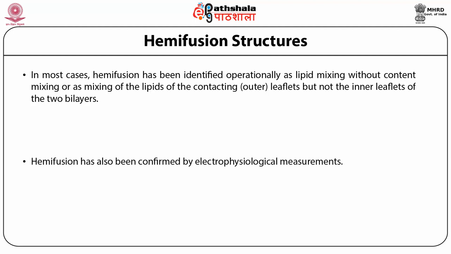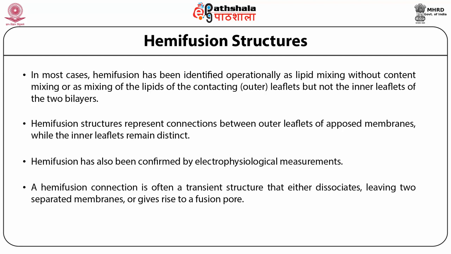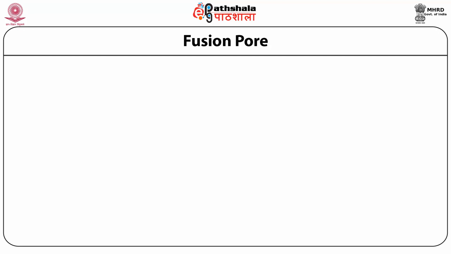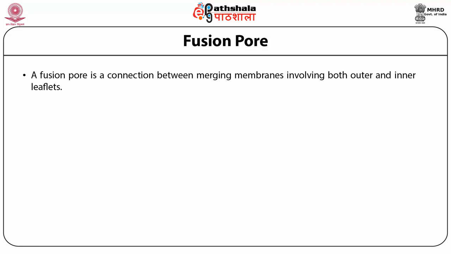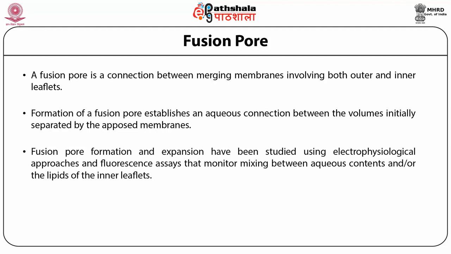Hemifusion has also been confirmed by electrophysiological measurements. A hemifusion connection is often a transient structure that either dissociates, leaving two separated membranes, or gives rise to a fusion pore. So what is a fusion pore? A fusion pore is a connection between merging membranes and it involves both outer and inner leaflets. In contrast to the hemifused structure, it has both outer and inner leaflet components. The formation of a fusion pore stabilizes an aqueous connection between volumes initially separated by opposed membranes. Fusion pore formation and its expansion have been studied using electrophysiological approaches and fluorescence assays that monitor mixing between aqueous content and lipid of inner leaflets.